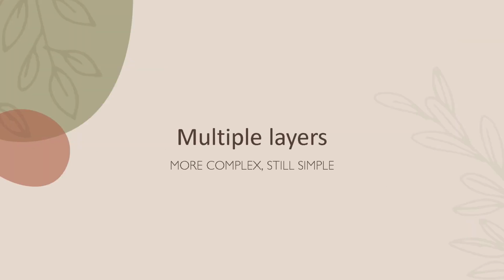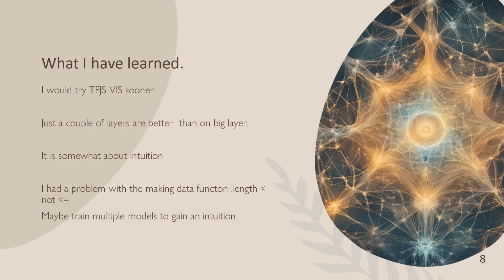Multiple layers. We're going to go beyond what a single perceptron can do. Here's what I learned after going through this whole course: if I came back to here, I would try to use tfjs-vis sooner, because it's a lot easier to implement on the multi-layered ones. And we learned that a couple of layers are better than just one big layer with a whole bunch of neurons or perceptrons. And this is where we also learn it's more about art than science, because we have to have some intuition about how layers affect things and how many perceptrons there are.